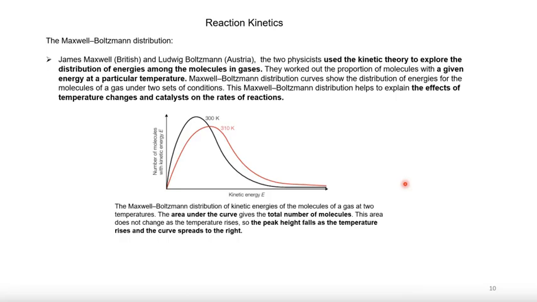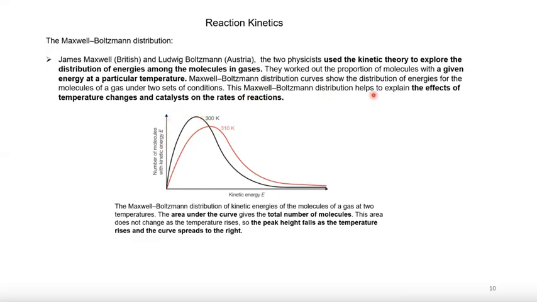Now we talk about the Maxwell-Boltzmann distribution. James Maxwell, a British scientist, and Ludwig Boltzmann, an Austrian scientist. These two physicists used the kinetic theory to explore the distribution of energy among the molecules in gases. They worked out the proportion of molecules within a given energy at a particular temperature. The Maxwell-Boltzmann distribution curve shows the distribution of energy for the molecules of gas under two sets of conditions, and that's what is shown in this figure.